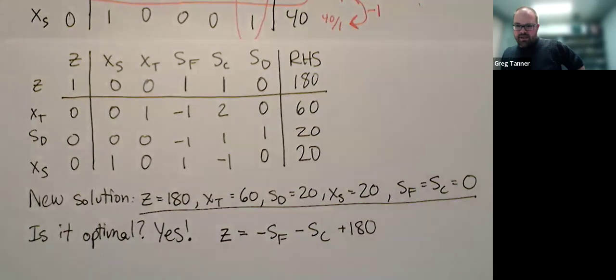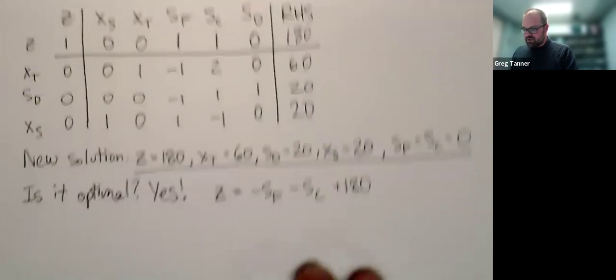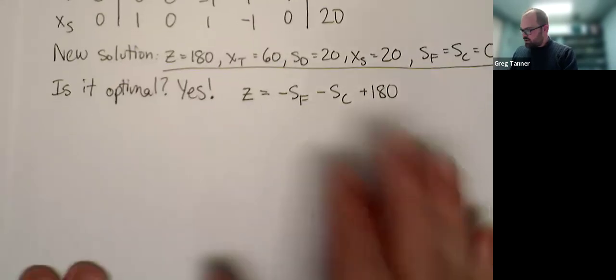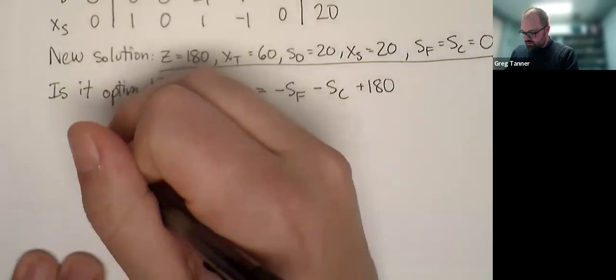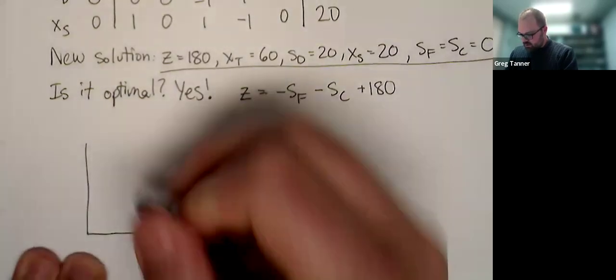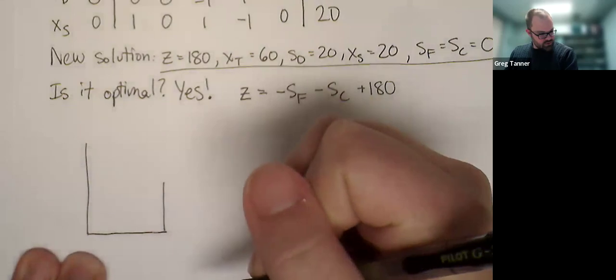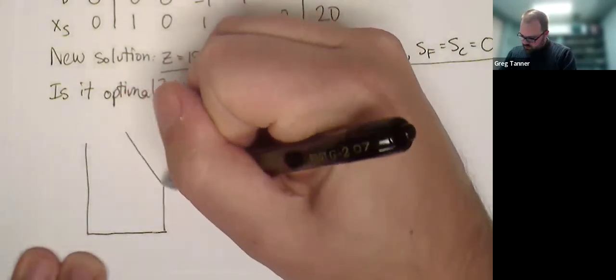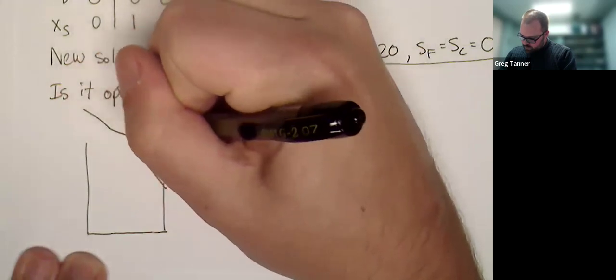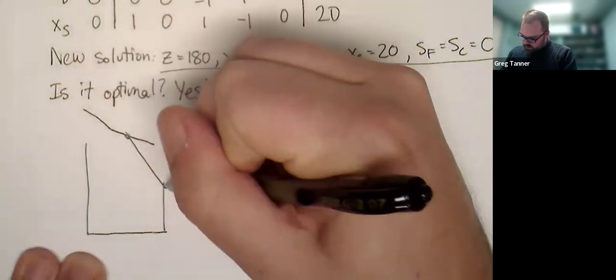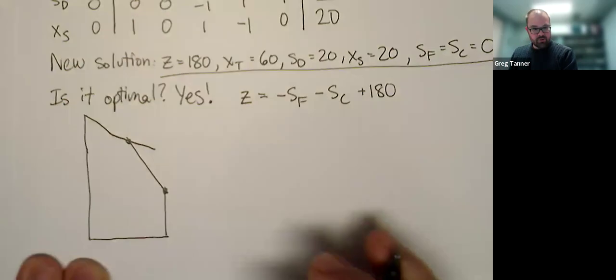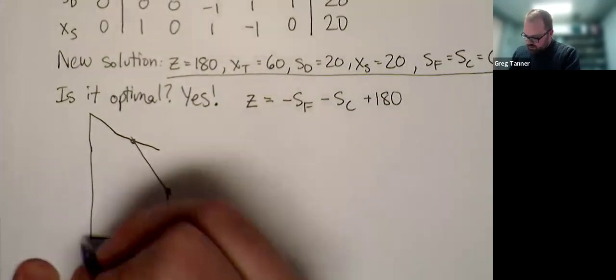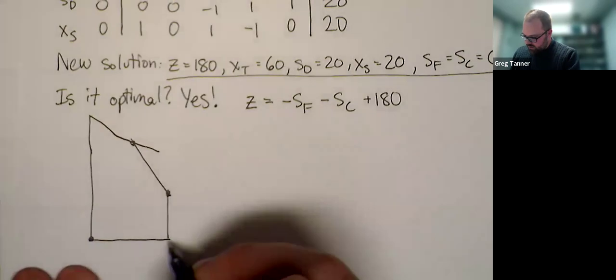Okay, to wrap this up, I want to pictorially show you what happened in our feasible region. So I'm going to sketch a quick sketch of our feasible region. Let's see. Okay. Not going to be perfectly accurate with this sketch here.